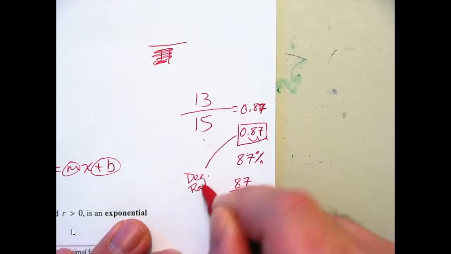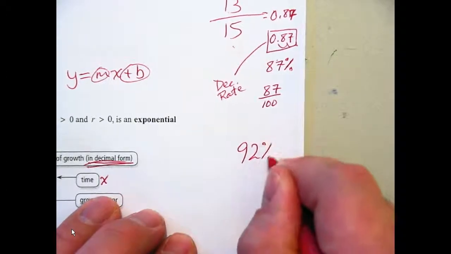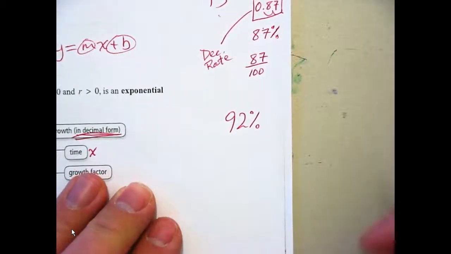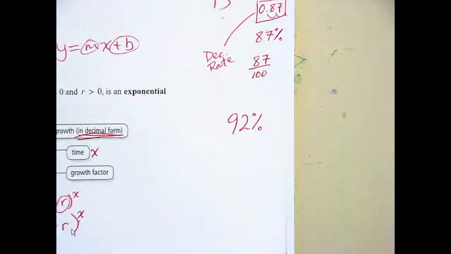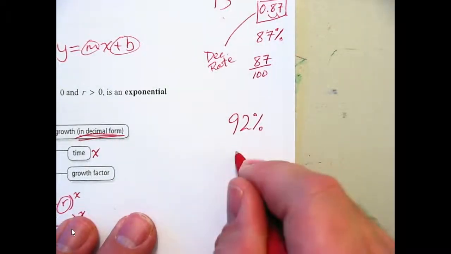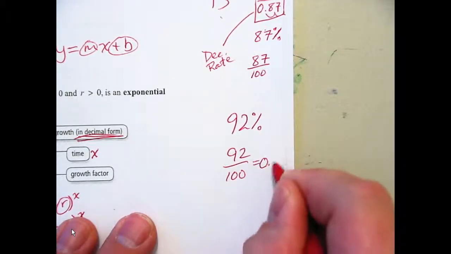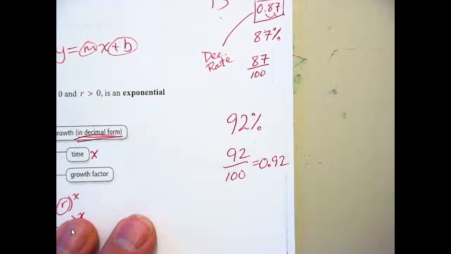So, if I tell you your percent is 92%, what is that in decimal rate form? Tell your neighbor, please. 0.91, right? Okay, 92 over 100 or? I thought you said 91, so 0.92. Okay?